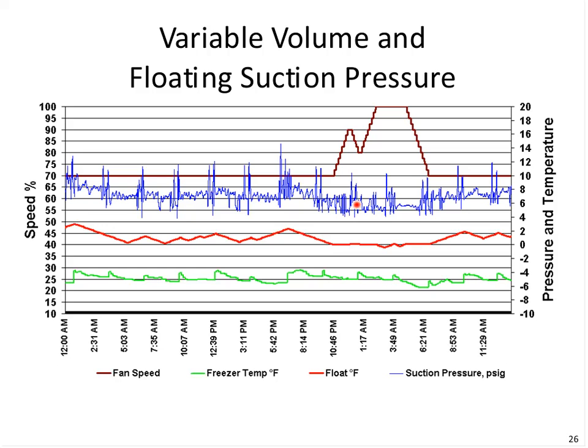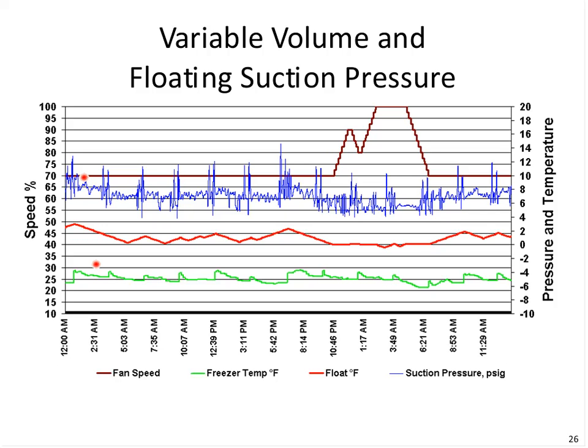This next line, the squiggly line here, is the actual suction pressure. So instead of temperature, now we're looking at pressure. Notice it's right around 5 pounds per square inch. And these little squiggly lines that occur periodically are defrost cycles. And the top line here is fan speed. Notice this one is set at 70% speed in this application. This is real data from an actual site. 70% fan speed was selected as the slowest speed that they wanted to go at.